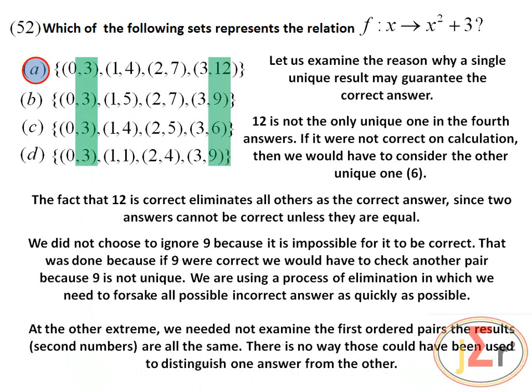At the other extreme, we needed not examine the first ordered pairs. The results, which are the second numbers, are all the same. There is no way those could have been used to distinguish one answer from the other because they are all the same. Therefore, we did not choose to examine this. Therefore, it would be more appropriate to examine numbers that are unique.